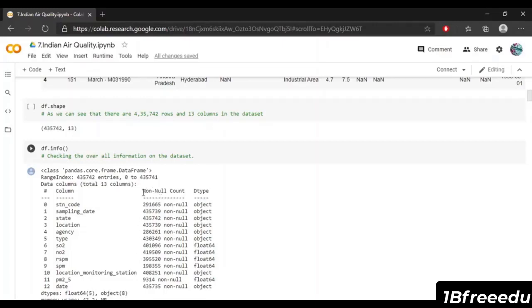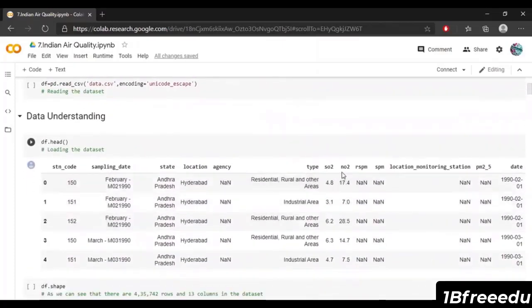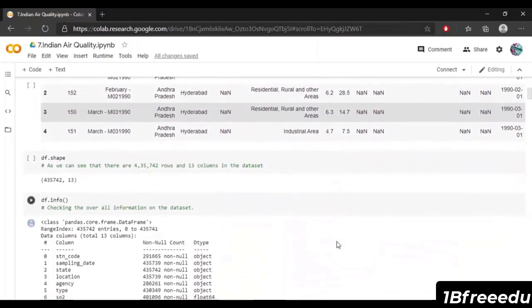And apart from showing the null values present in the data set, the other thing that df.info shows us is the data types of that particular data set. So let's say we have a column station code. It shows us that this station code is of object type, and wherever we have the numeric columns like SO2, NO2, you can see over here they are of float type. So it's nothing but decimal values. And let us go ahead and see, SO2 and NO2 are of float type or decimal values.